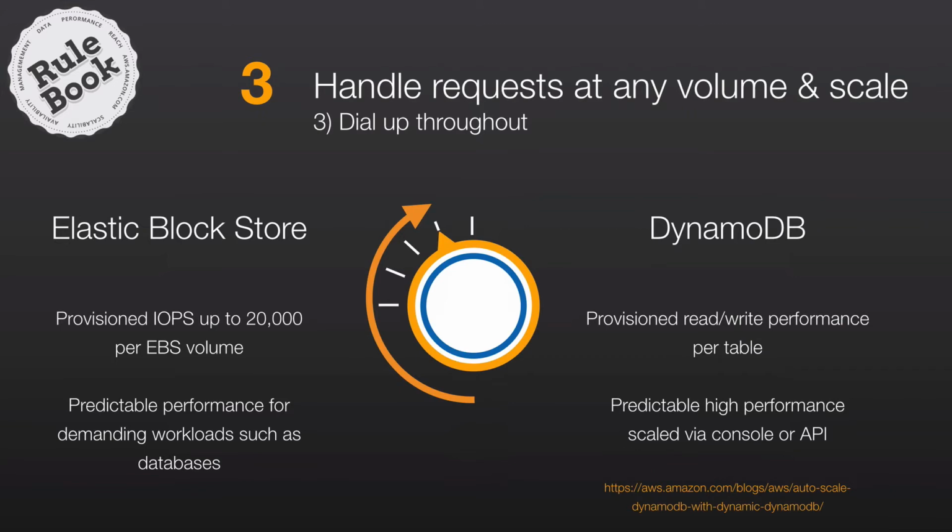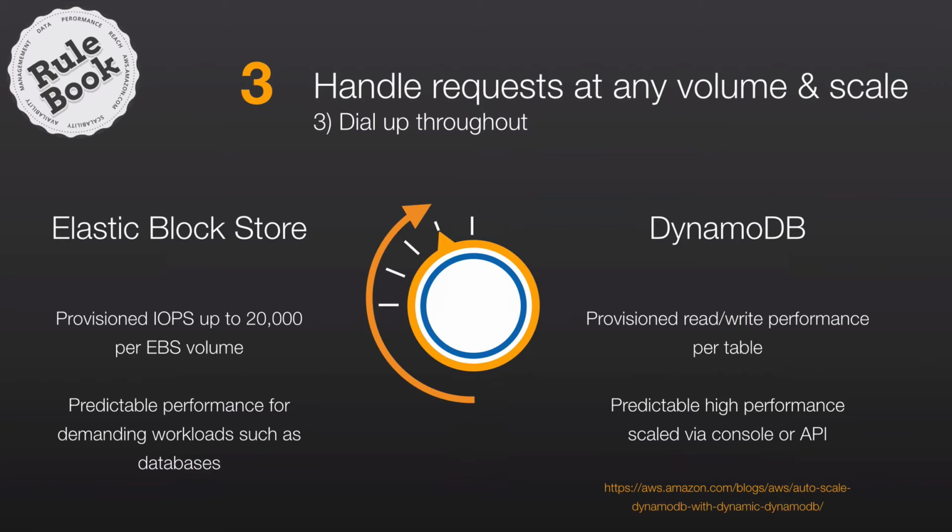General purpose SSD, which has 3000 IOPS per volume up to 1 terabyte, and a maximum of 10,000 on a volume up to 16 terabytes in size. And then the other derivative, the provisioned IOPS volume, which allows you to dial in a specific level of I/O throughput or IOPS that the volume is going to support, up to 20,000 per provisioned IOPS volume. And these are good for predictable performance for demanding workloads such as databases.